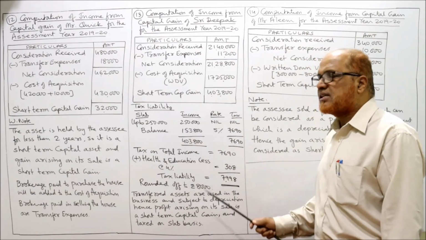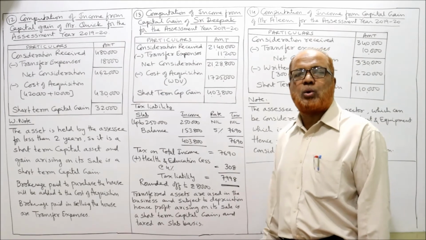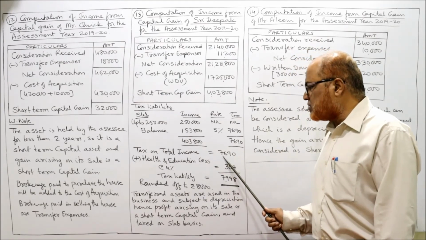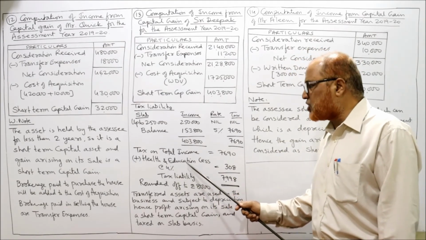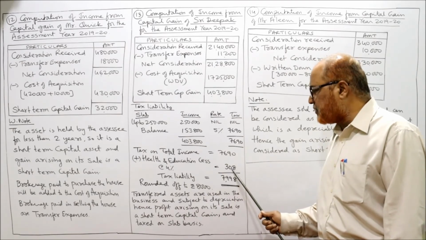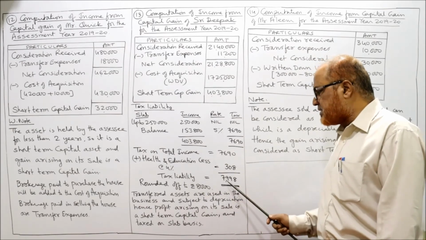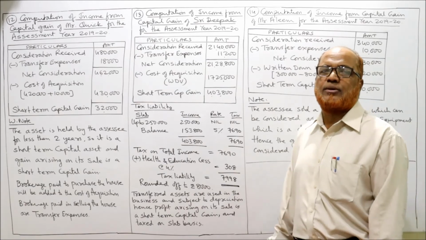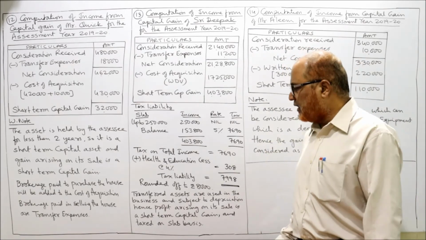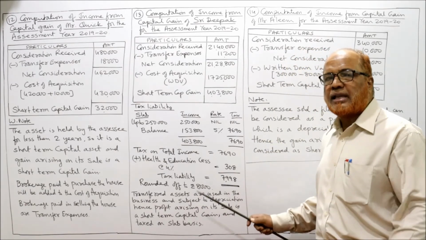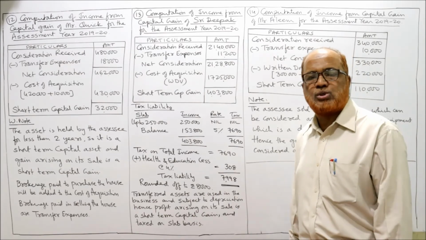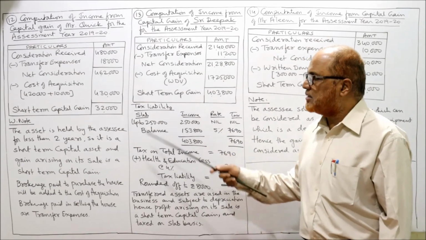So 7,690 is the tax on total income. Add health and education cess at 4%, which is 308. So tax liability will be 7,998. If you round it off, it will become 8,000. So tax liability will be 8,000. That's all. So we have completed the solution.